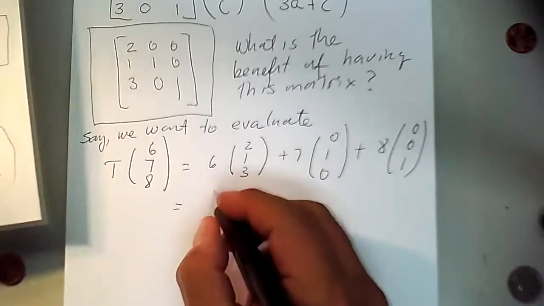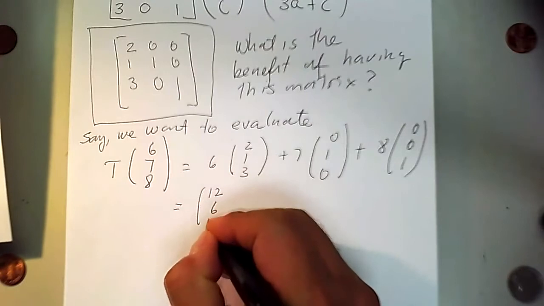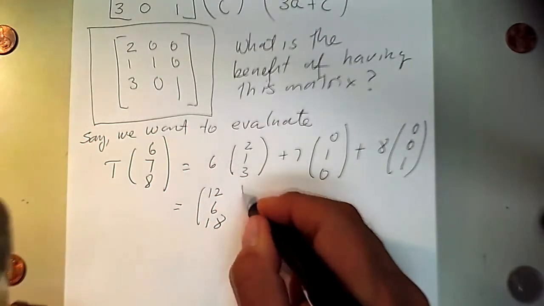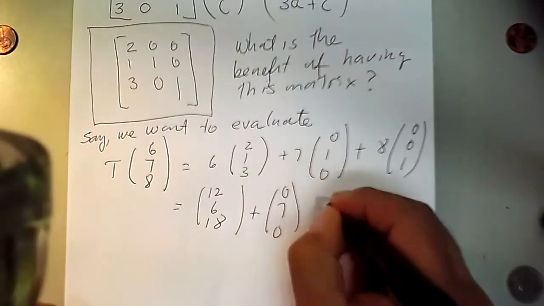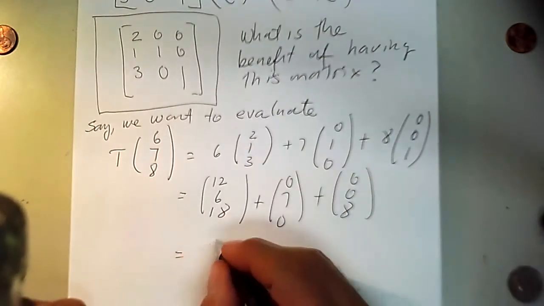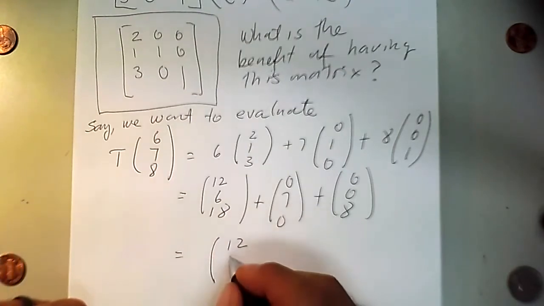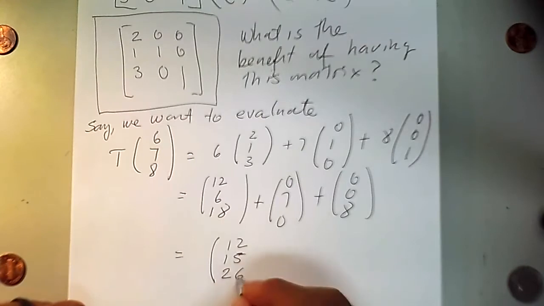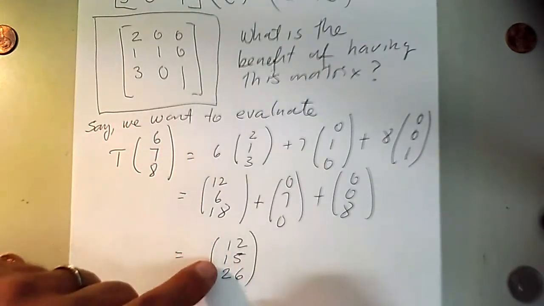So that is equal to 12, 6 times 1 is 6, 18. Plus 0, 7, 0, plus 0, 0, 8. So we end up with 12, 6 plus 9, 15, 18 plus 8, 26. So there we have it. T of 6, 7, 8 is 12, 15, 26.